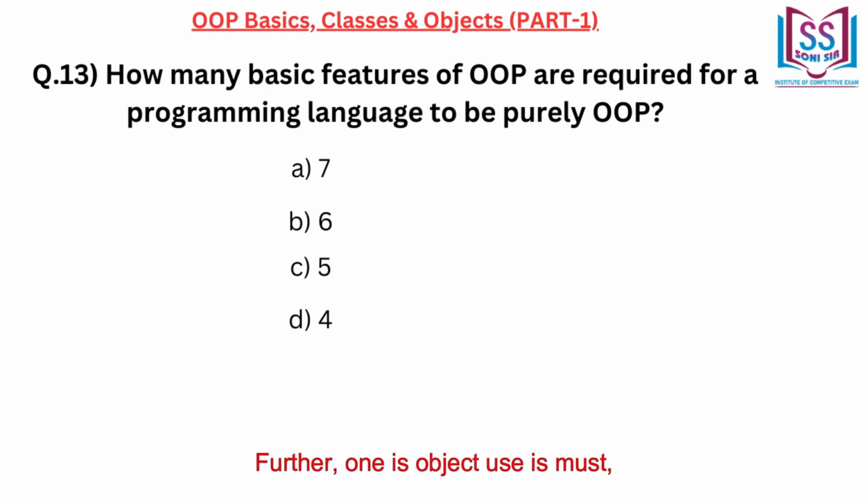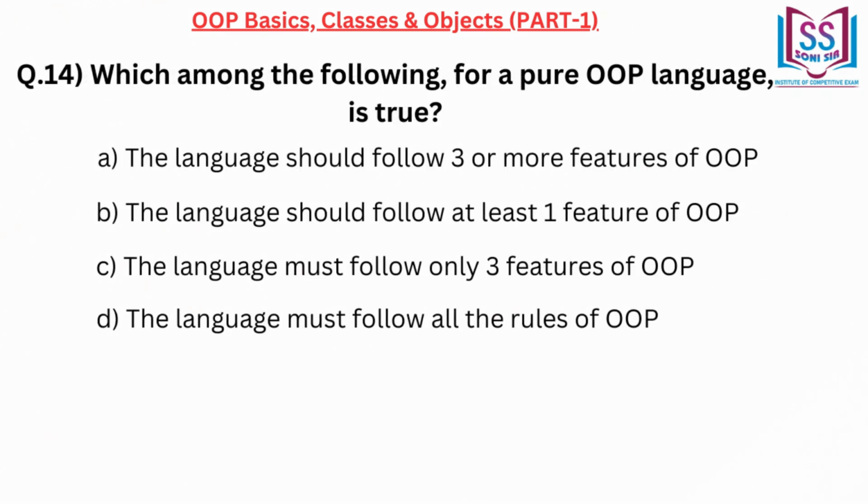Further, one is object use is a must, secondly message passing, and lastly dynamic binding. Which among the following, for a pure OOP language, is true? A. The language should follow 3 or more features of OOP. B. The language should follow at least 1 feature of OOP. C. The language must follow only 3 features of OOP. D. The language must follow all the rules of OOP.